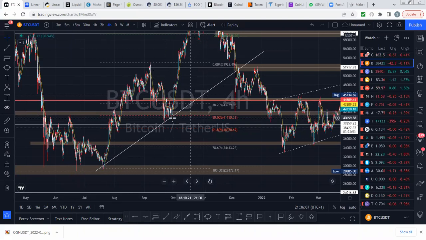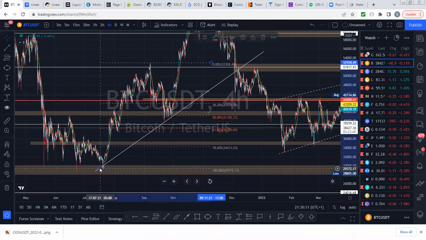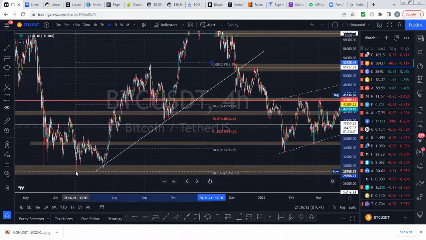Are you with me? Yes. So you can see that the support and resistance line is still respected. Once this 50% fails, definitely it will bounce here. It will bounce to 61.8.